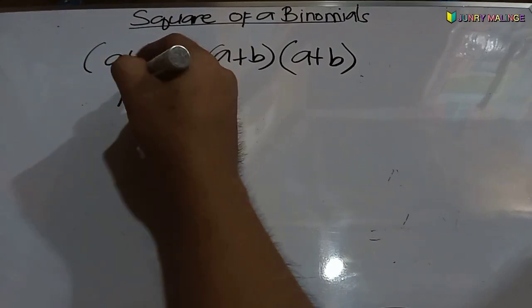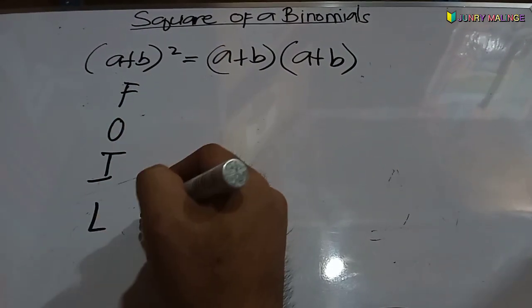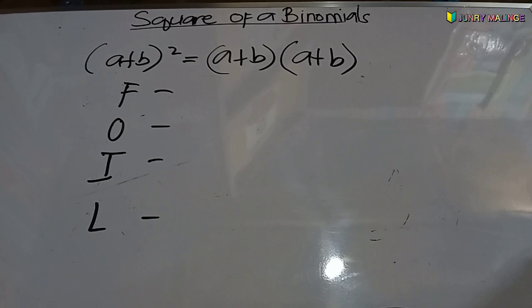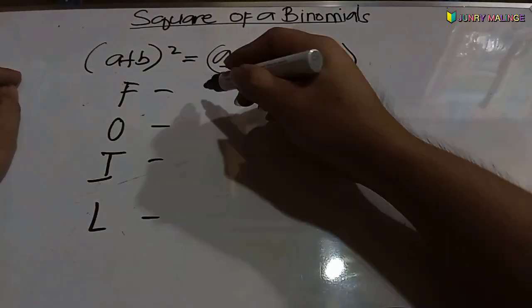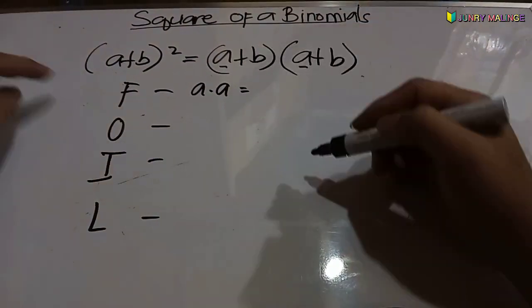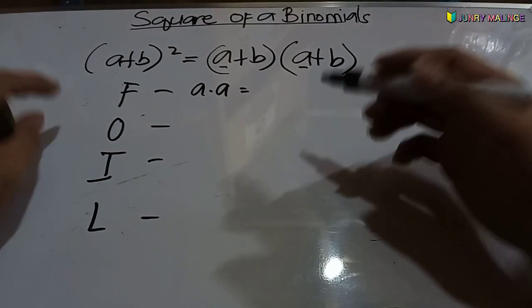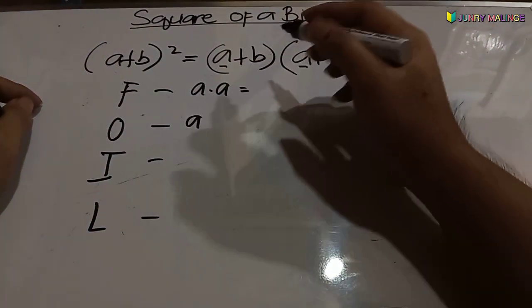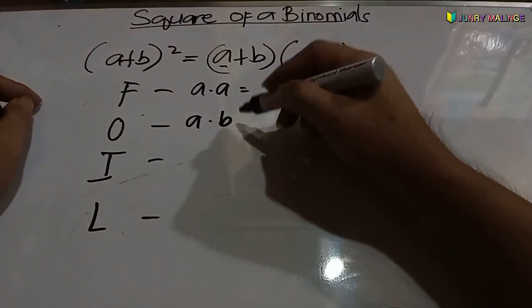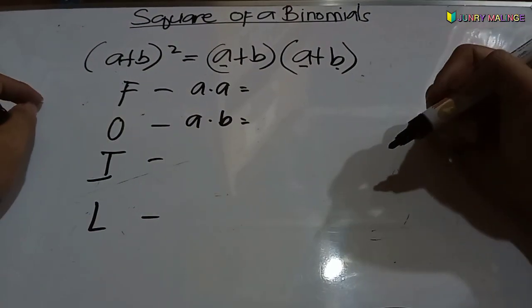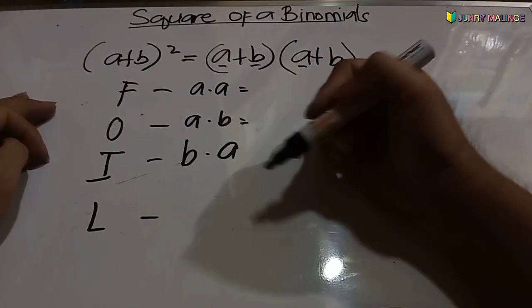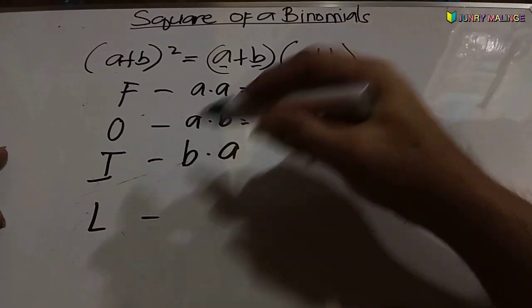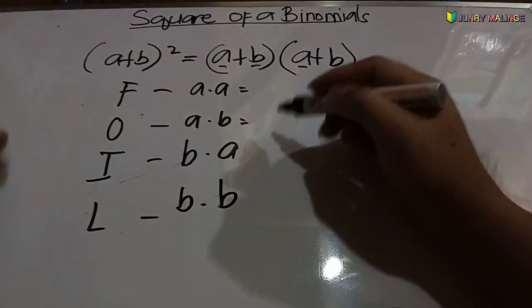So we have F, O, I, L. So what do you mean by F? That is the first term. So the first term, we're going to multiply, this is our first term. So we have a times a. Our outer term, yung pinaka huling-huli, so we have a times b. Yan, this one at saka this one. Next, our inner term. Our inner term is this one. So b times a. And next, we have our last term. So we have b times b.